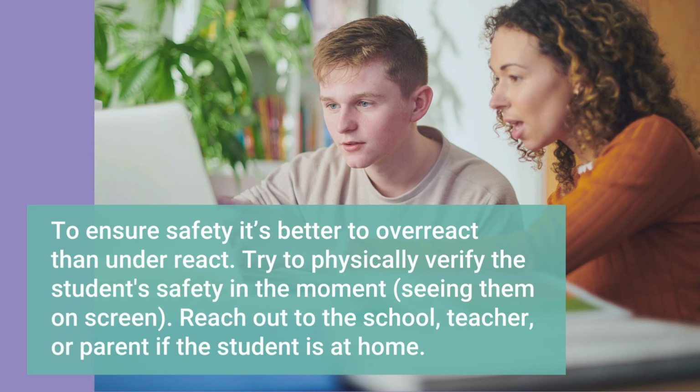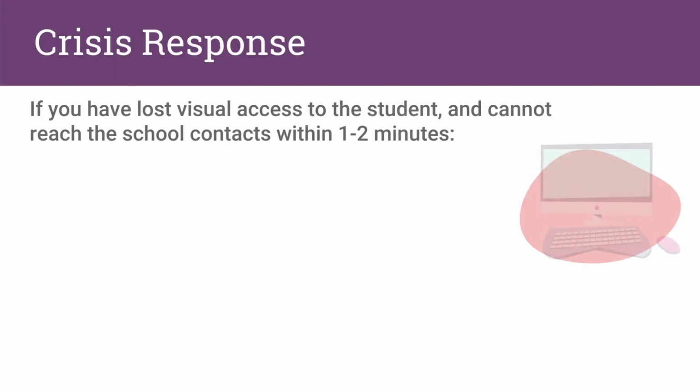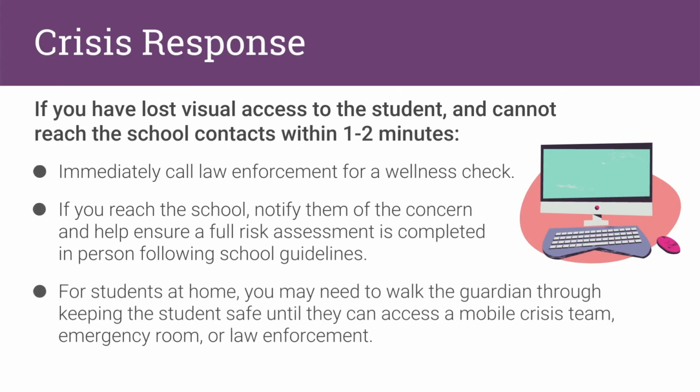But if you have lost visual access to the student, so they've signed off, they've left the room, and you cannot reach the school contacts or a parent that's present with them within 1 to 2 minutes, you're going to want to immediately call law enforcement for a wellness check. If you do reach school personnel, we're going to notify them of the concern and help them ensure a full risk assessment is completed in person following their school's guidelines.